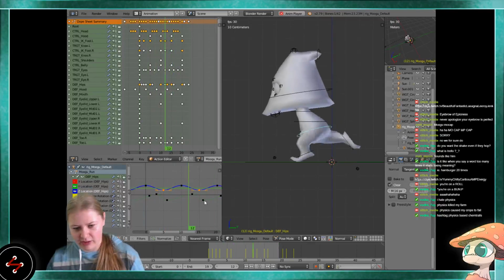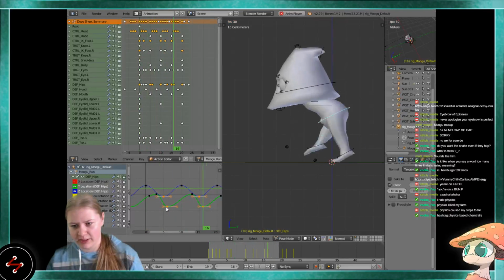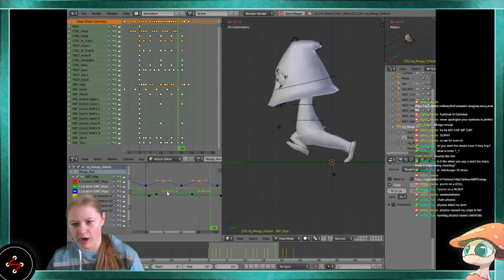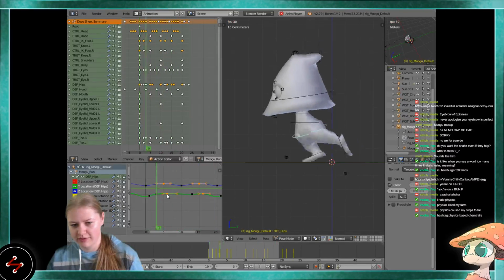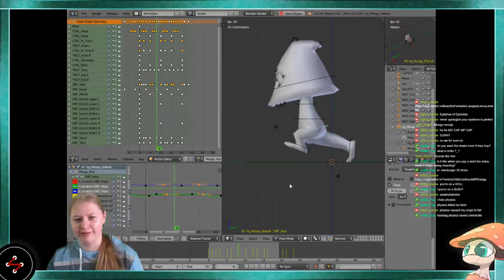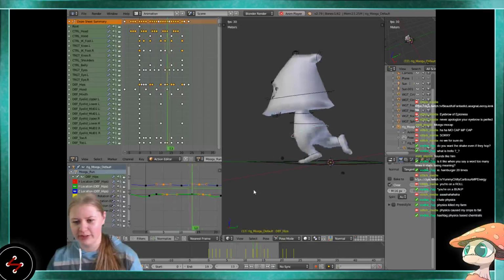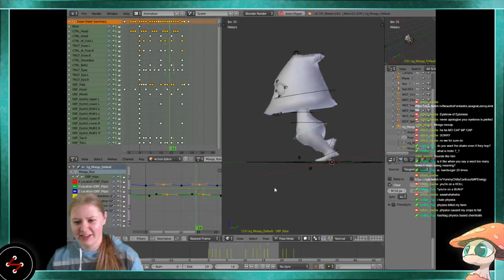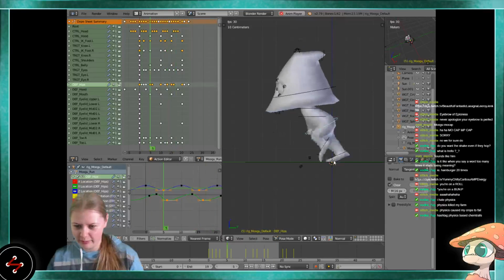Lesson learned, kids. Do not rotate your bones when you only want to animate them on one axis, because you get stuff like this happening. Wow, that is probably the greatest thing I've seen all day. Yes, this is how people run, right? Not moving at all? Not up and down? Nope, just completely solid. It looks like... I don't even know what that looks like. That just looks funny.